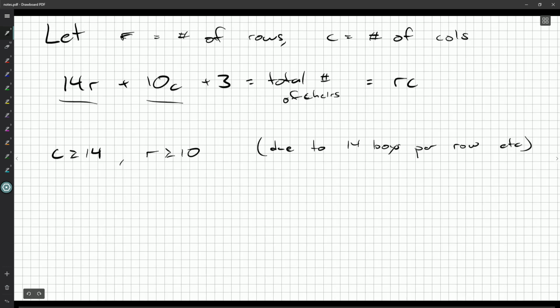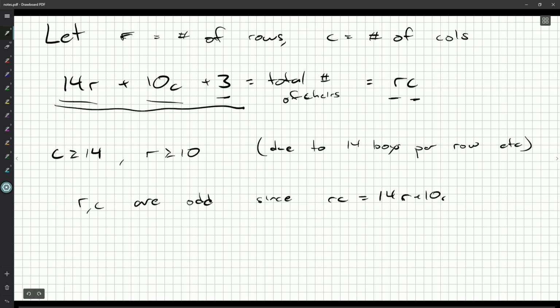This is even, this is even, this is odd. So in total, we've got an odd number here. The only way to get an odd number as a product is if both of these are odd. So I guess we could say something like R and C are odd, since RC, which is 14R plus 10C plus 3, is odd. So that means that there are at least 15 columns and at least 11 rows, but that doesn't help. That just bumps us up to a minimum of 165.